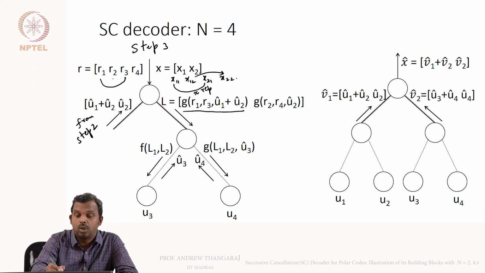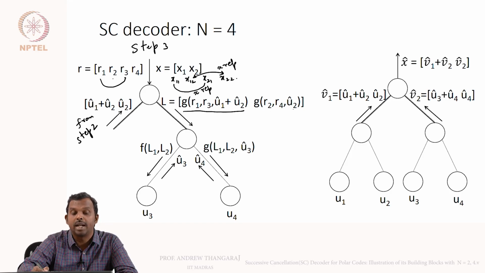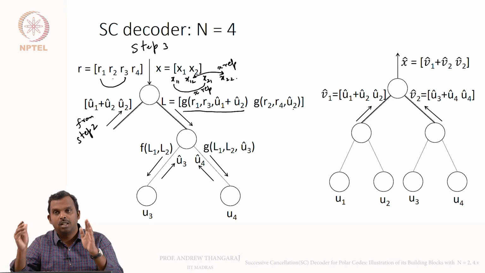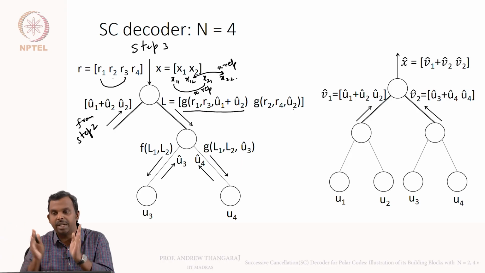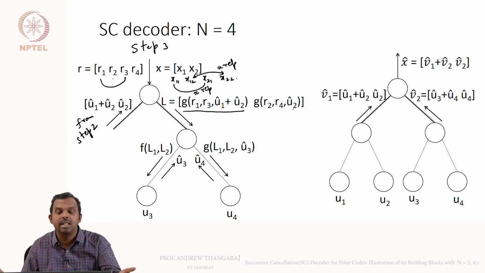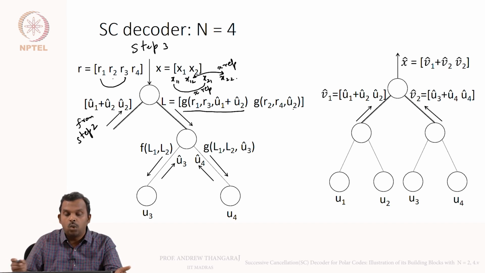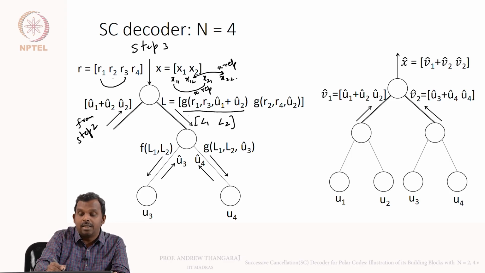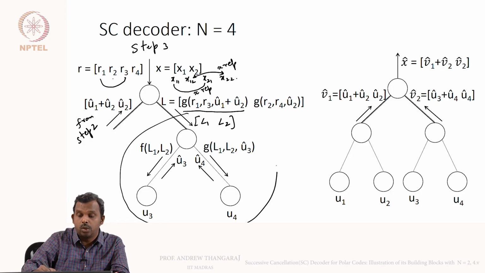Likewise, these 2 are also like a repetition. So you do g of r2, r4, u2 hat, and u2 hat is your decision to guide that repetition. So you use once again this function g, except you group your bits as repeating blocks 2 at a time, and then use the same function g and the decision that you got from the left child to guide what to compute as beliefs for the right child. So this is L equals L1, L2 beliefs going down to the right child, and this part is now n equals 2 decoding.